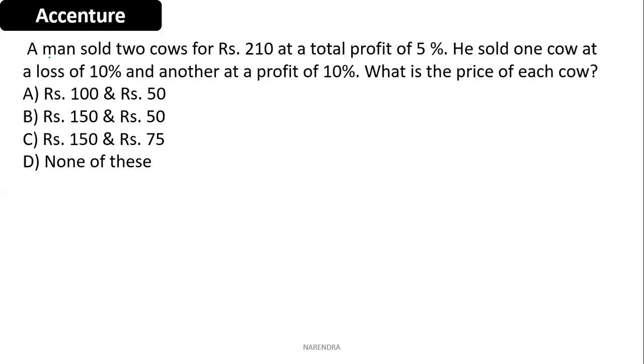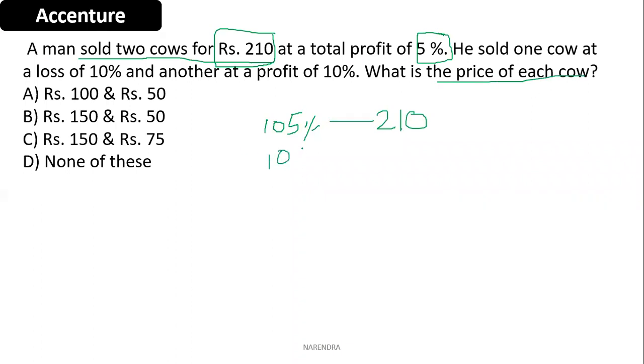Simple. A man sold 2 cows for 210 rupees at a total profit of 5%. So initial cost price 100 with a profit of 5%, 105% is equal to 210. You have to calculate the price of each cow. Let it be 100%, and this is the 2 cows' price, guys. Remember, C1 plus C2, with a profit of 5% becomes 210. 100% is how much?